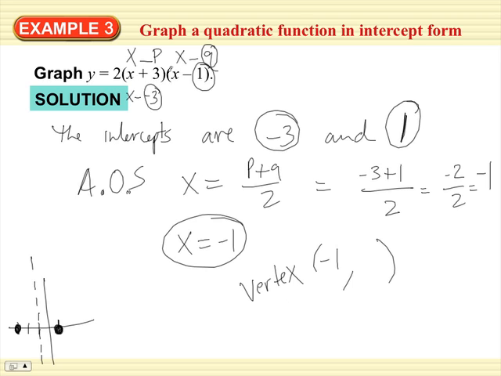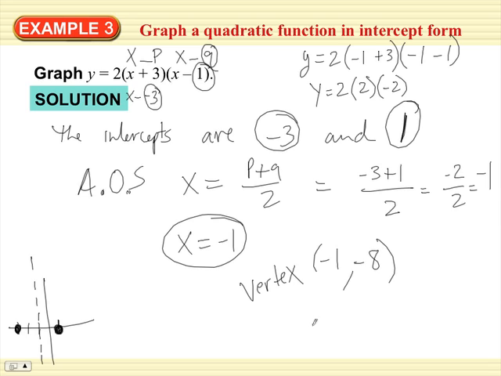So all you have to do is put it in up here. Put negative 1 in for x. So we'll rewrite it: y equals 2 times x, which is now negative 1, plus 3, times x minus negative 1, which now becomes negative 1 minus 1. Just do a little bit of work. I like finding the vertex with this. This is easier. 2 times negative 2, which gives you negative 8. Everybody understand how I got the vertex? Just plugging in x equals negative 1, and that'll give you your y value for the vertex.